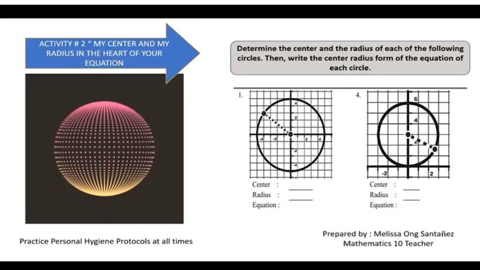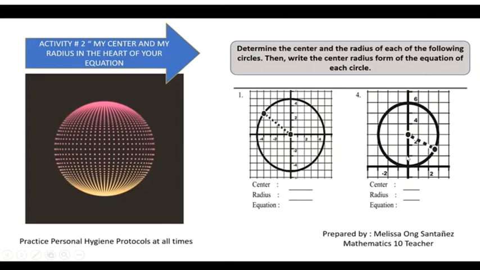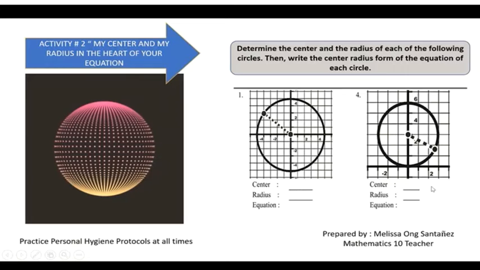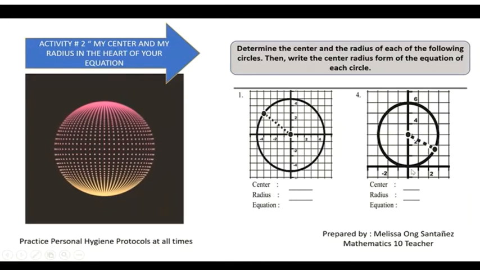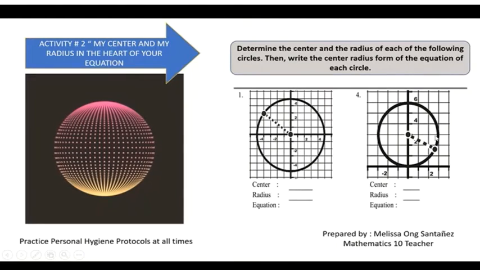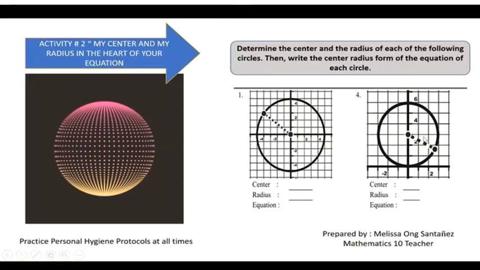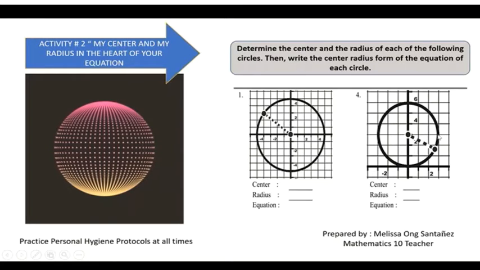So our center is, our x variable is 0, y is 3. So this must be 0, comma, 3. Your radius, you need to count the spaces from the fixed point going to the edge. That will be 1, 2, 3. Your radius is 3 units.